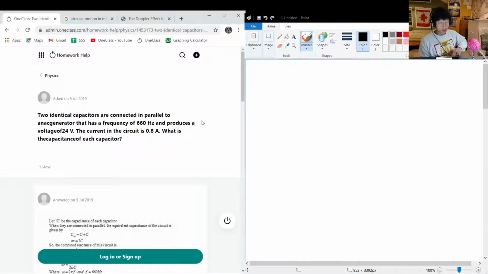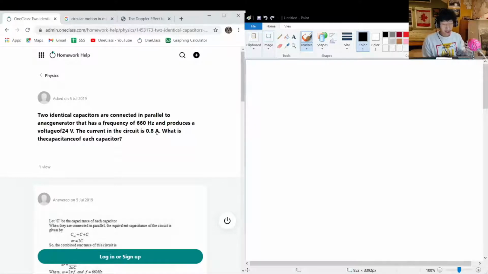Okay, so the first question that we got on the menu today is asking us, we have two identical capacitors that are connected in parallel to an AC generator that has a frequency of 660 Hertz. That produces a voltage of 24 volts. The current in the circuit is 8 amps. Now we have to find the capacitance of each capacitor. This is a pretty cool question.